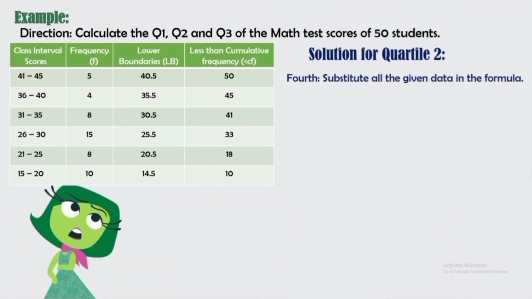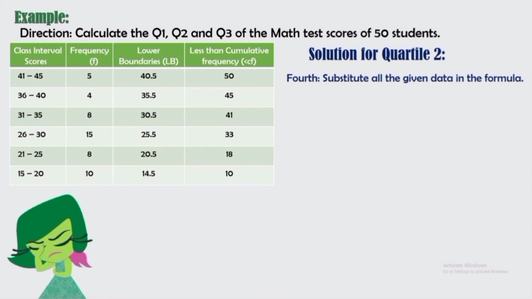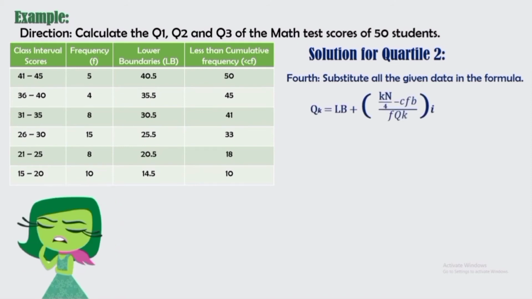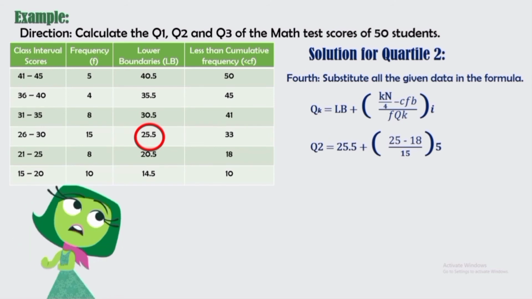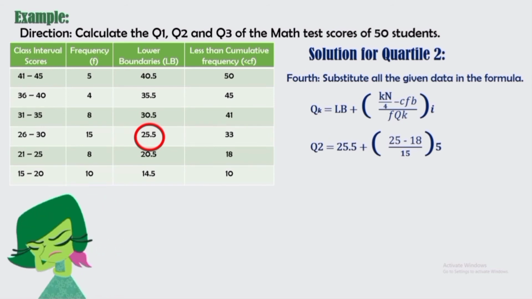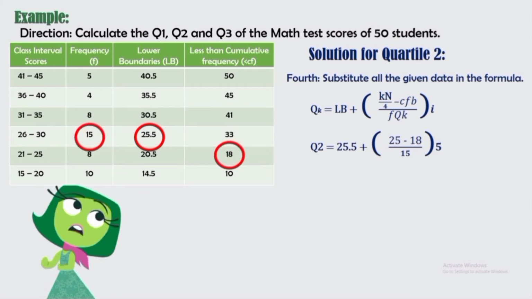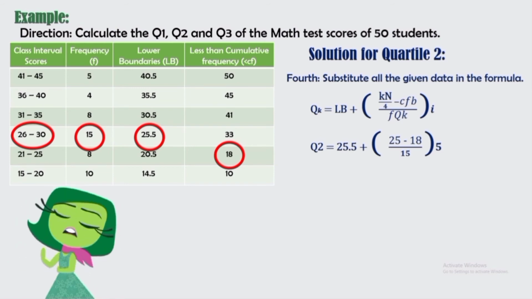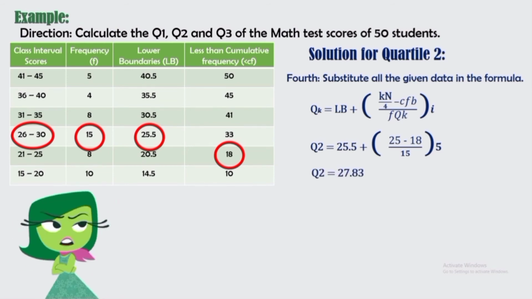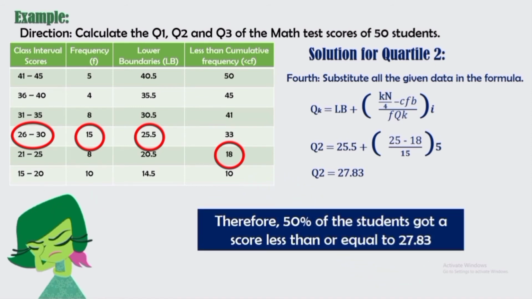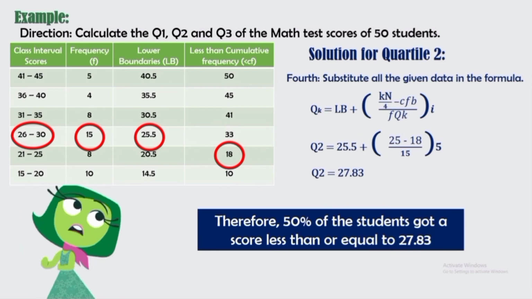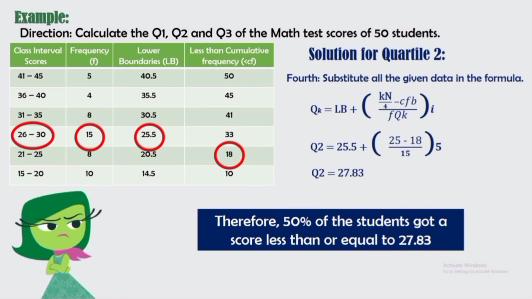For the fourth step, substitute all the given data in the formula. Now here is the formula. Substitute the given values. 25.5 added by the difference of the second quartile score, which is 25, and 18, which is the less than cumulative frequency, divided by 15, which is the frequency, multiplied by the class interval, which is 5. Then simplify. That is 27.83. Therefore, 50% of the students got a score less than or equal to 27.83.